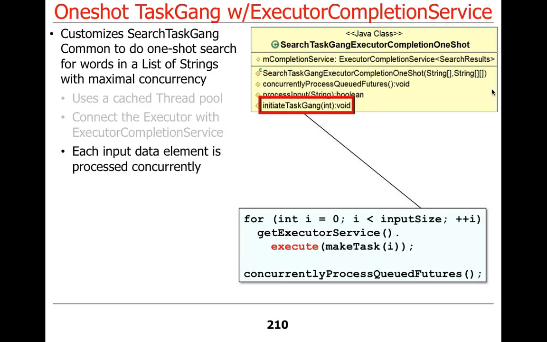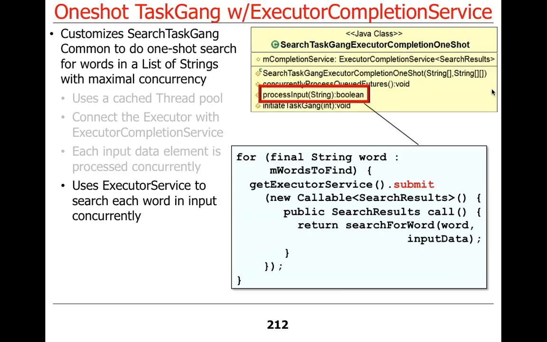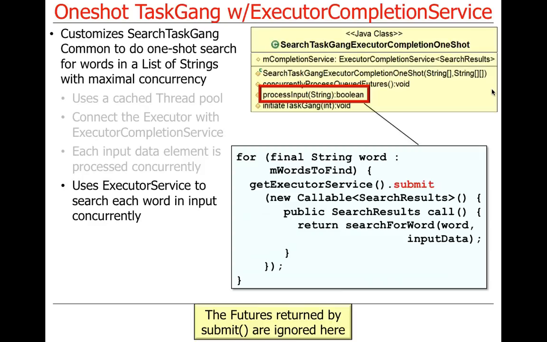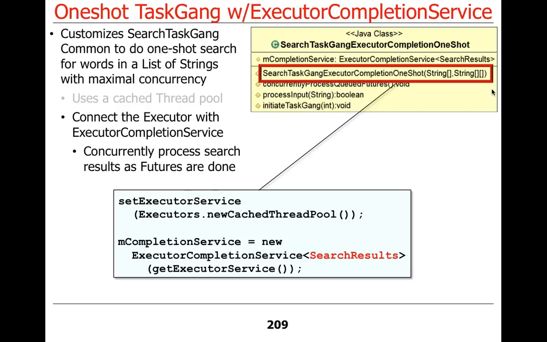So each data element is processed concurrently. You can see here we're going to go through and create a task for every data element. And as soon as that's done, we're going to say start processing any results. Whenever those things show up, we're ready to go. You'll see what that does in a second. Then for each of the tasks that we call for each data element, we're going to submit yet more work. We're going to call submit here. So this is going to have every word looked up concurrently. Basically everything is running concurrently at this point. Notice how we are ignoring the futures returned by this submit call because they are going to be handled instead by the executor completion service.